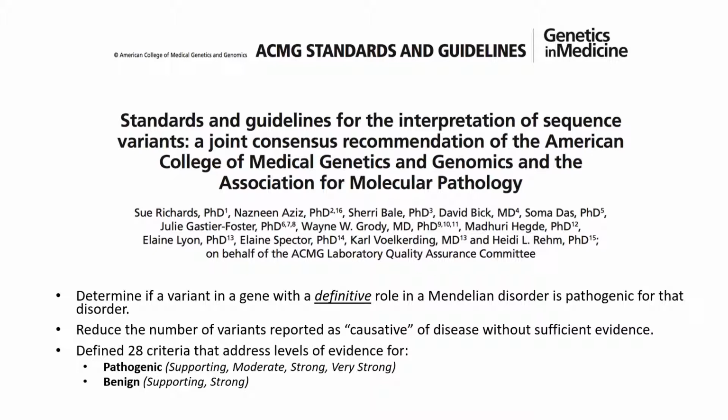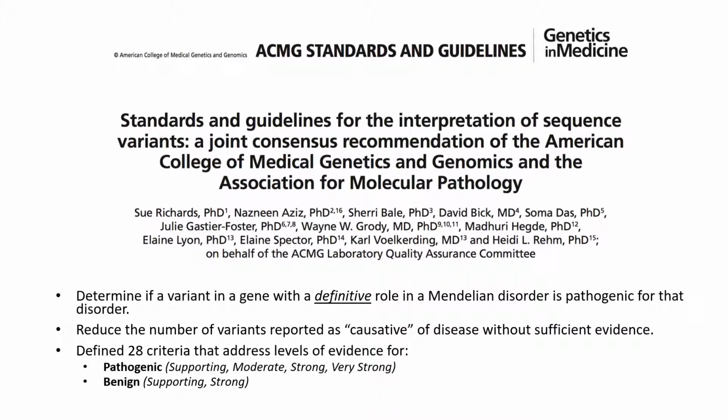In 2015, the American College of Medical Genetics and Genomics, or ACMG, and the Association for Molecular Pathology, AMP, published a joint consensus recommendation for standards and guidelines for the interpretation of sequence variation. The overarching goal of these guidelines, in addition to providing a consistent standard, was to create a framework to determine if a variant within a gene that has a definitive role in a Mendelian disorder is pathogenic for that specific disorder, as well as to reduce the number of variants that are reported as being disease-causing that have insufficient evidence.